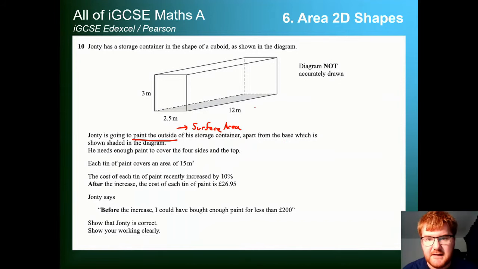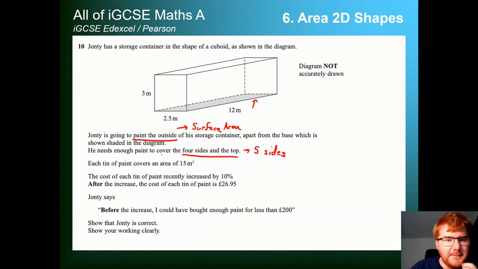So he doesn't need to paint this, but he does need to paint the other sides. Okay, needs enough paint to cover the 4 sides and the top. So again, clarifying that we're looking for only 5 sides here, not the bottom side. That's important. Each tin of paint covers an area of 15 square meters. The cost of each tin of paint recently increased by 10%.